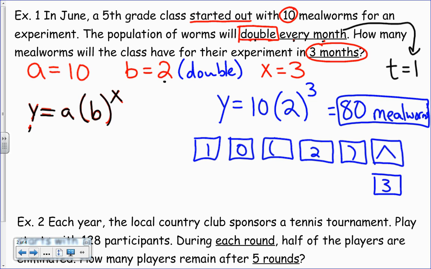All right, and then it says, how many mealworms will the class have for their experiment in 3 months? 3 months is the total time. So that's why 3 is X. If you wanted to write the fraction and T is 1 because it's every month, you'd write 3 over 1. Well, 3 over 1 is still 3. So you don't have to write over 1 when you're talking about something that happens every month, every day, etc. Okay? Let's go to example 2.